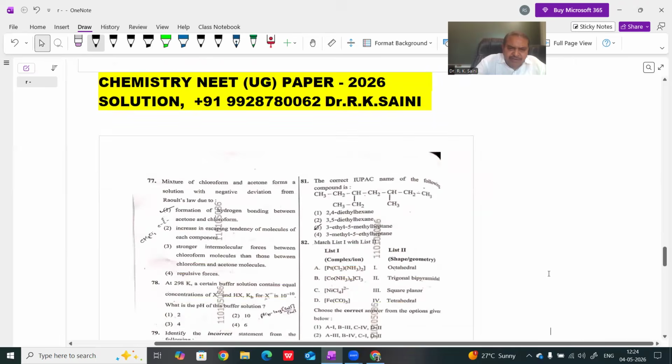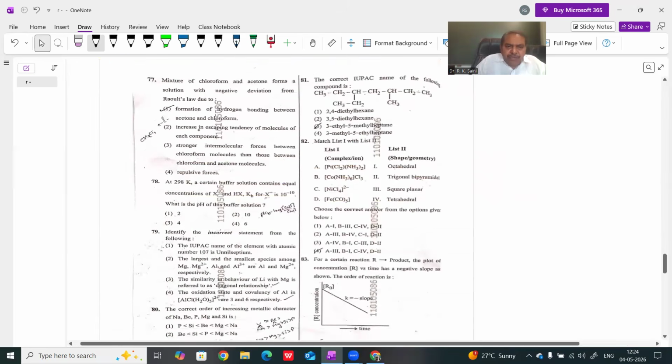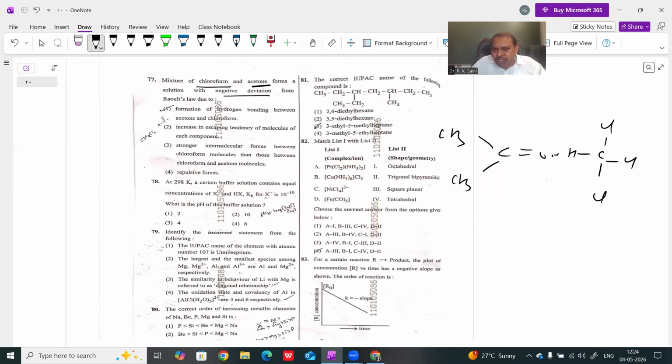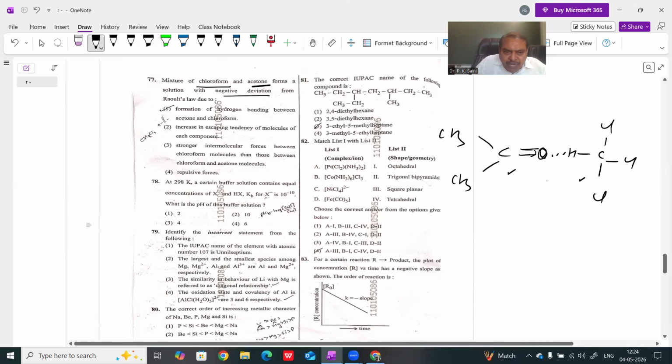Question number 77. A mixture of chloroform and acetone forms a solution with negative deviation. This question is also taken from the chapter on solutions. A solution that shows positive or negative deviation from Raoult's law is a non-ideal solution. Acetone and chloroform show negative deviation because of the formation of hydrogen bonds between the components, that is, hydrogen bonding between acetone and chloroform, and hence negative deviation.